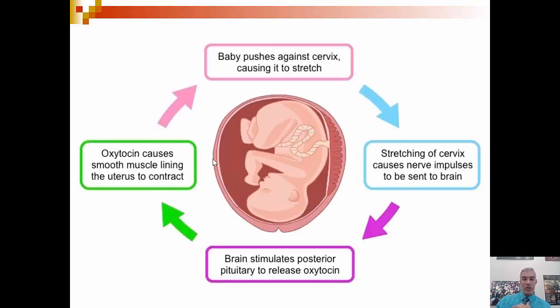So here's showing you that example I just gave. There's the baby's head pushing on the cervix, on the bottom of the uterus, causing the stretch receptors to stimulate the brain to release oxytocin. Oxytocin causes the uterus to contract, more baby's head pushing on the cervix, more stretching, more oxytocin, and so on and so forth.